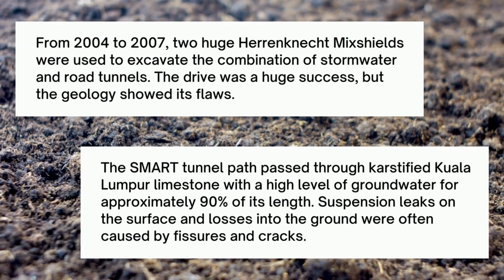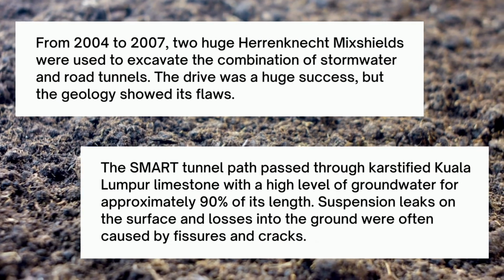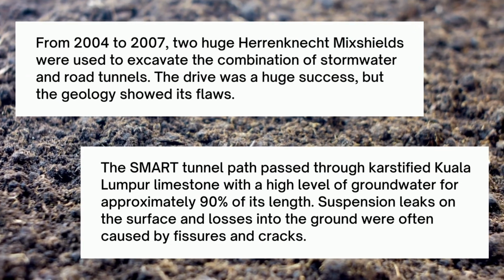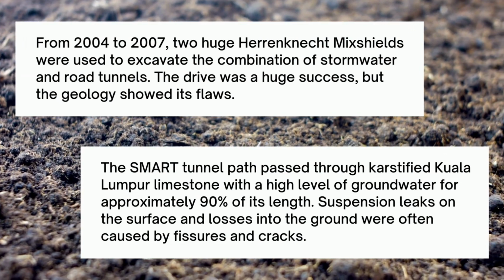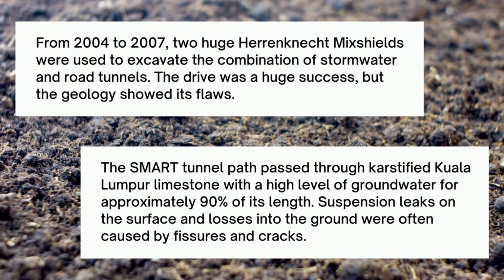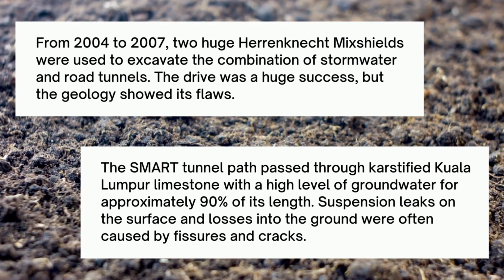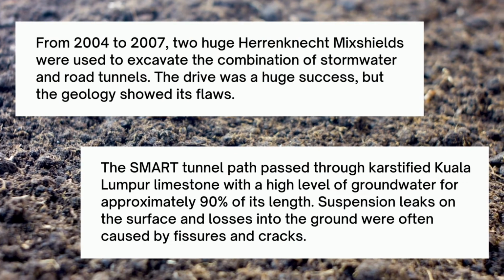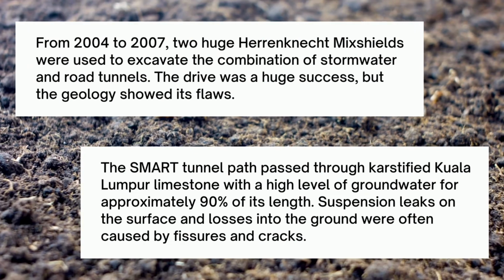The SMART tunnel path passed through the karstified Kuala Lumpur limestone with a high level of groundwater for approximately 90% of its length. Suspension leaks on the surface and losses into the ground were often caused by the fissures and cracks.